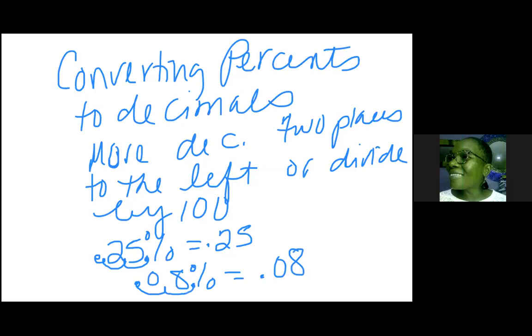So we are converting percents to decimals whenever we're dealing with these application types of problems, guys. And so get comfortable with this, because this is what we are going to be doing, okay? So guys, next thing, let's talk about sales tax. Now we're getting into the work. We're going to talk about sales tax.